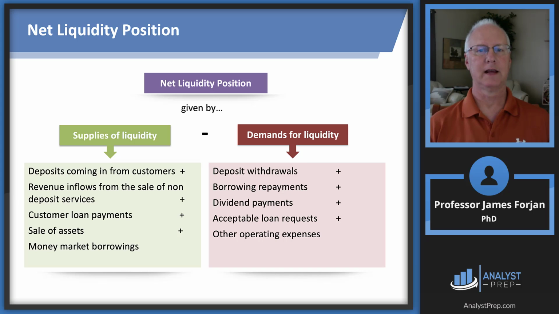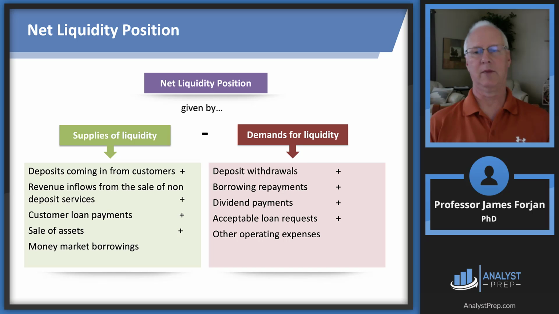All right, let's go ahead and attack that first learning objective. Net liquidity position. So note the word net in front of those other 2 words. So net means that we're going to have to subtract some stuff. And so notice the difference between the green and the maroon, right? Supplies of liquidity. So think about what that means. Deposits coming in from customers, revenues, loan payments, sales of assets, and money market borrowing. So this is a source or a supply of liquidity.